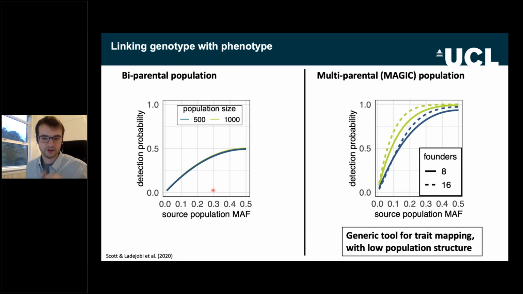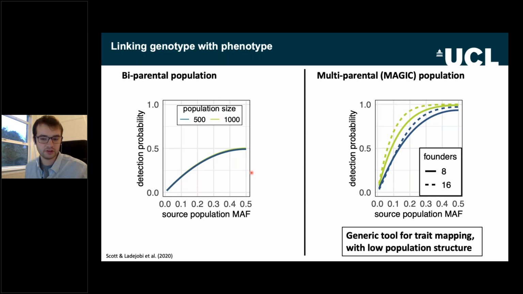So in these figures, the x-axis shows the minor allele frequency of a causal allele in a wider population of interest, which I've called the source population. And the y-axis is showing the probability of detecting this causal allele as a QTL in a mapping population of either 500 or 1,000 lines. And the detection probability is given by the probability that the allele is segregating at all, and the statistical power corresponding to the frequency it will be segregating at.